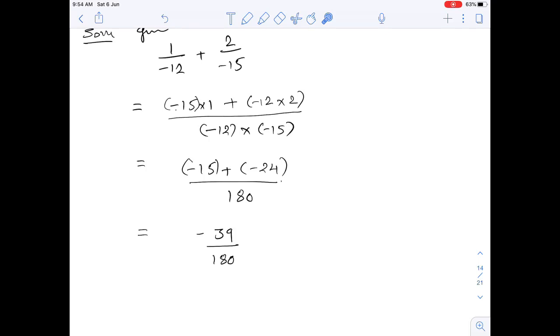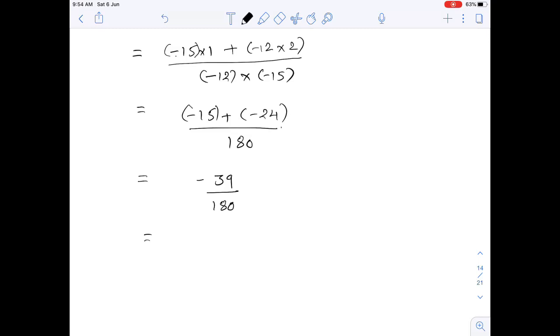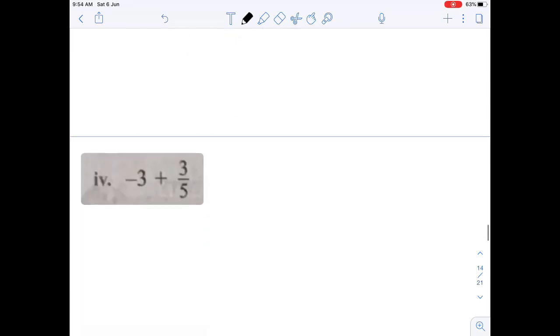If you reduce it to the lowest form, it can be seen that both the numbers are divisible by 3, so we can write it as equals to, now 3 13s are 39, 3 60s are 180. And this minus sign we will write as it is, so our final answer is minus 13 upon 60. Now let us proceed further to the next example.